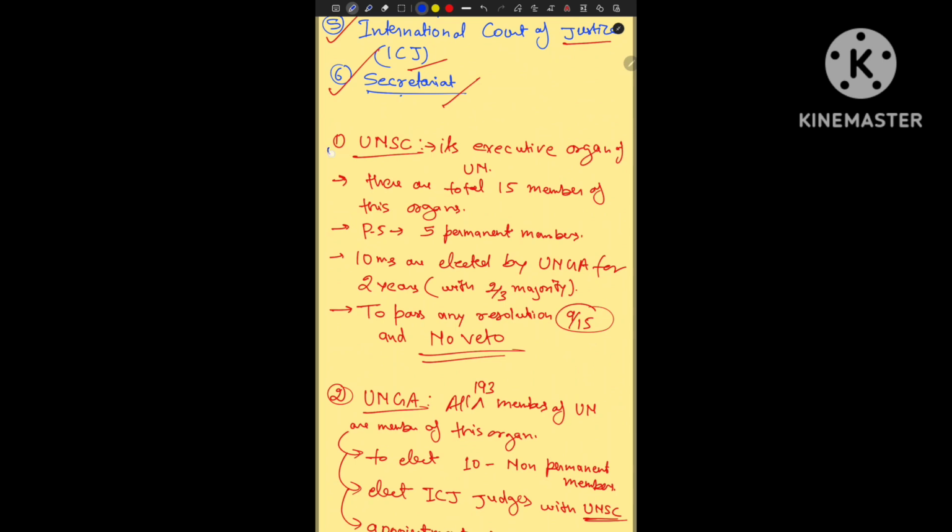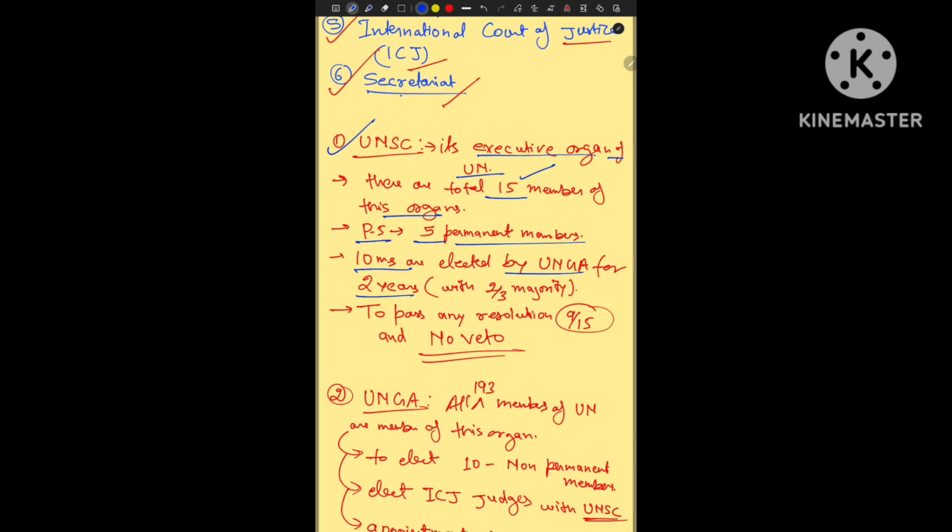First we will see how the United Nations Security Council functions. As we all know, the United Nations Security Council is the executive organ of the United Nations, and there are 15 members of this organ. There is also the concept of P5. P5 means 5 permanent members of this organ. They do not lose their membership. They are always members of this organ, and 10 are elected by UNGA for 2 years.